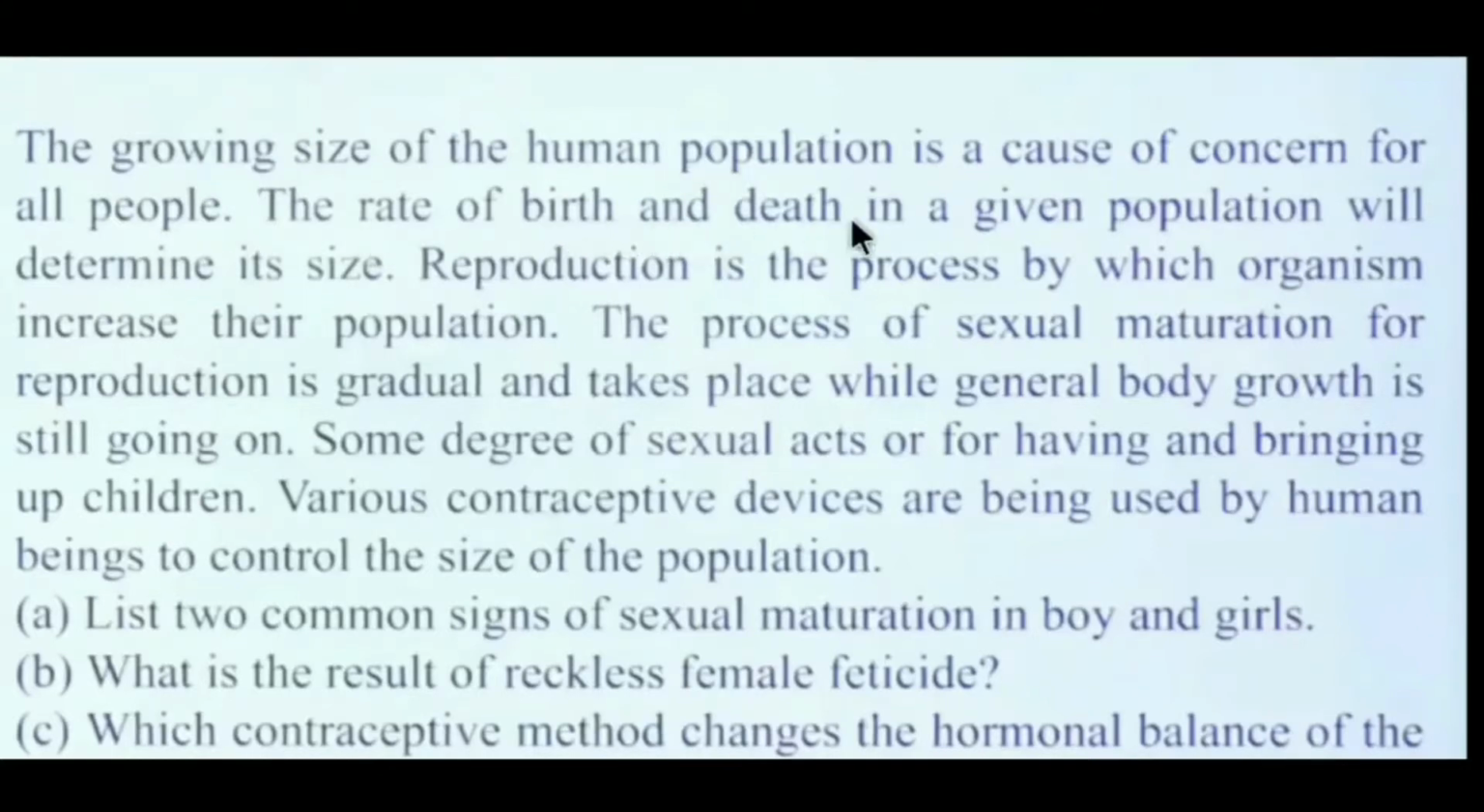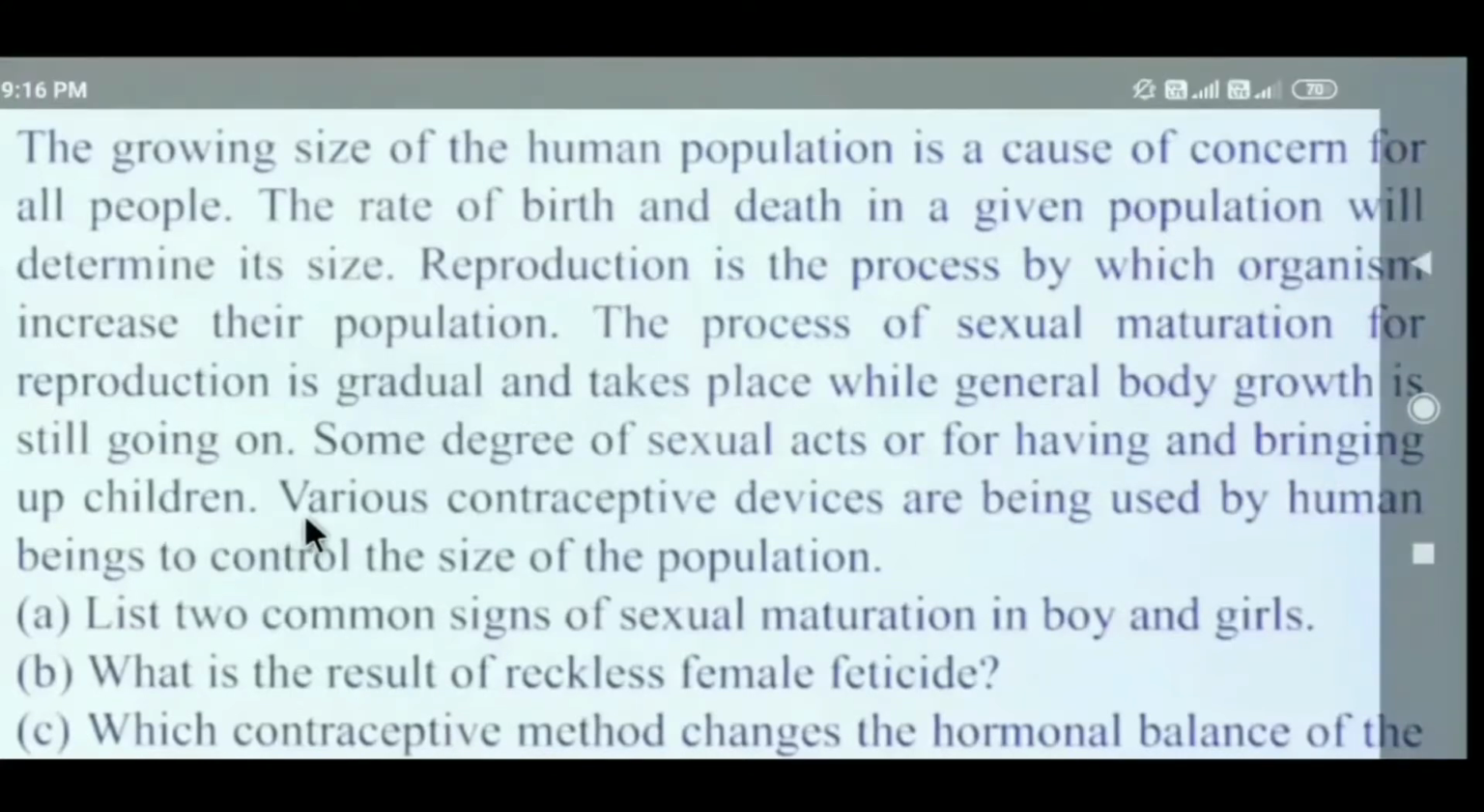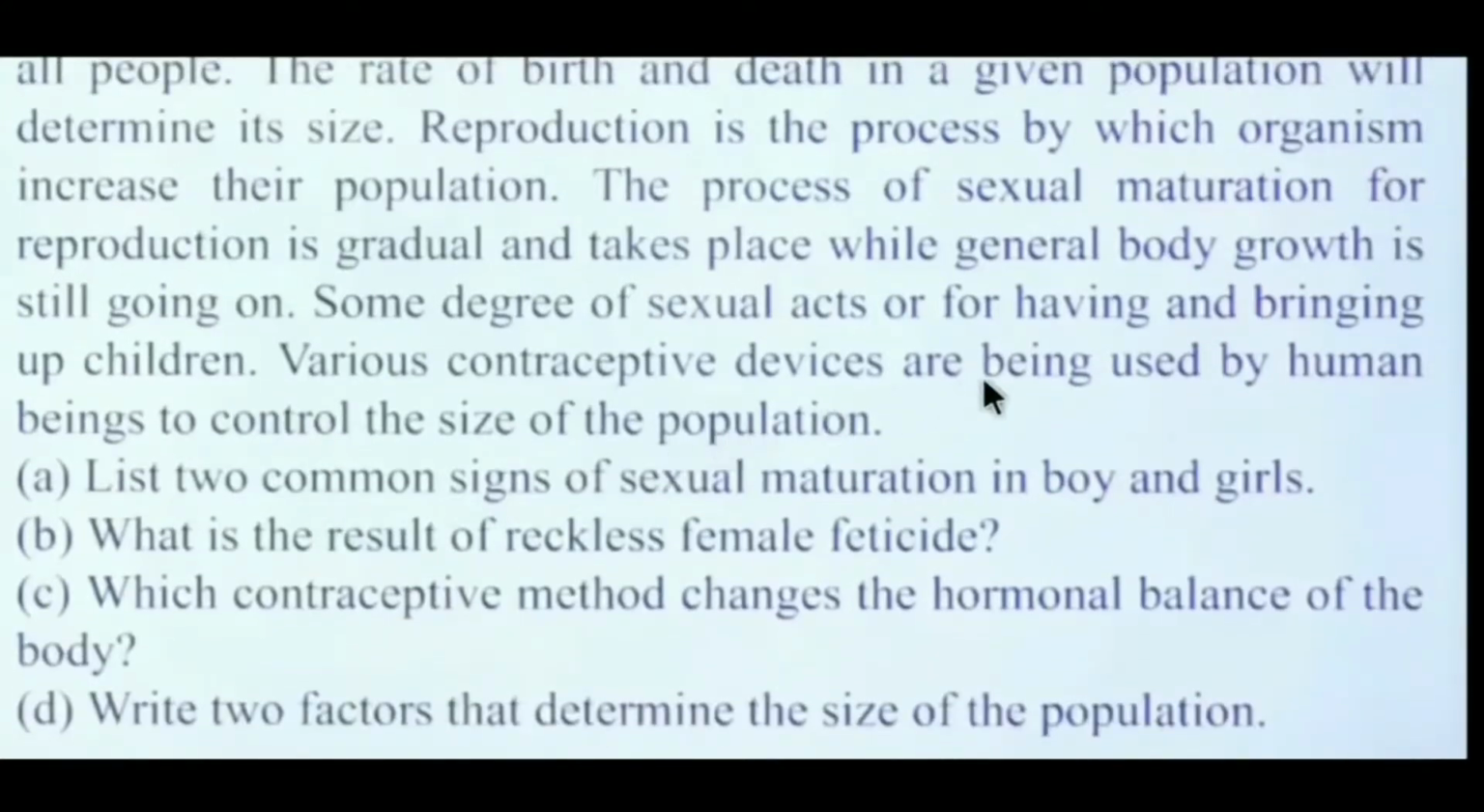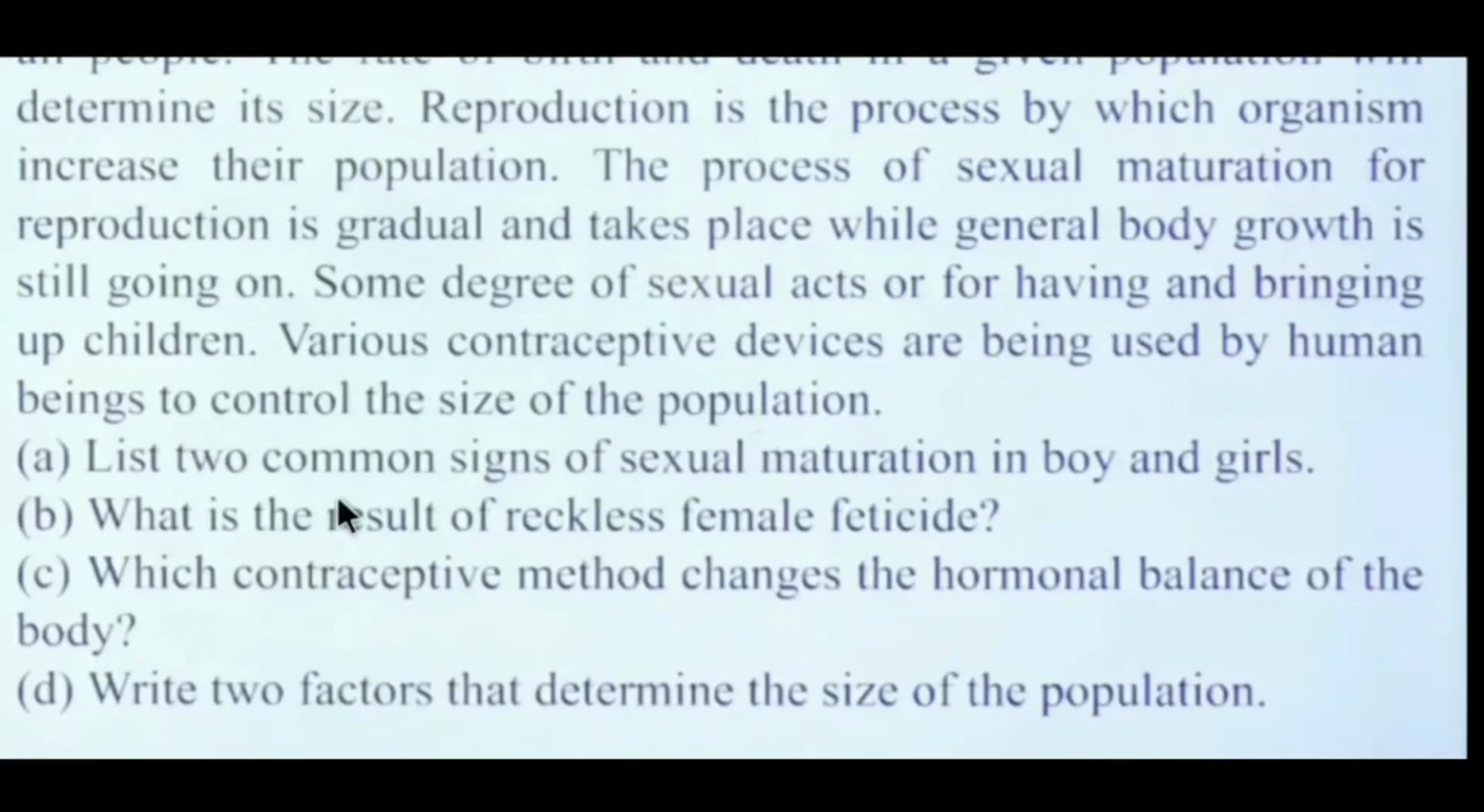The rate of birth and death in a given population will determine its size. Reproduction is the process by which organisms increase their population. The process of sexual maturation for reproduction is gradual and takes place while general body growth is still going on. Some degree of sexual maturity is needed for having and bringing up children. Various contraceptive devices are being used by human beings to control the size of the population. So, on the basis of this paragraph, ask this type of questions.